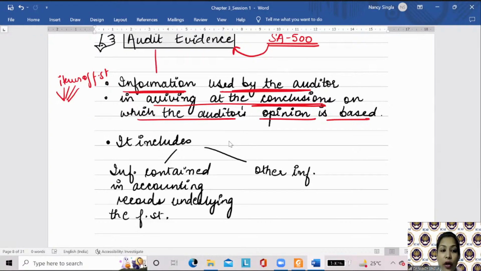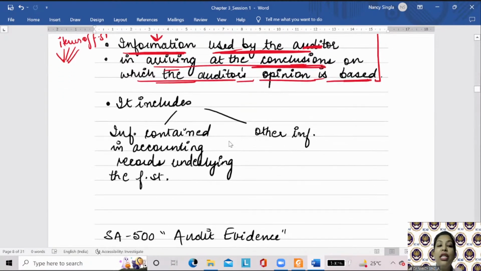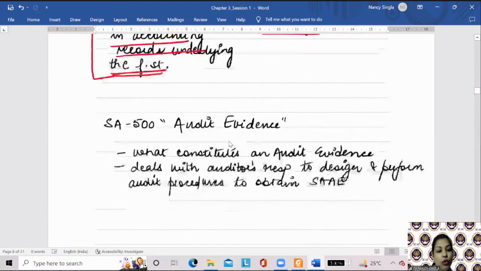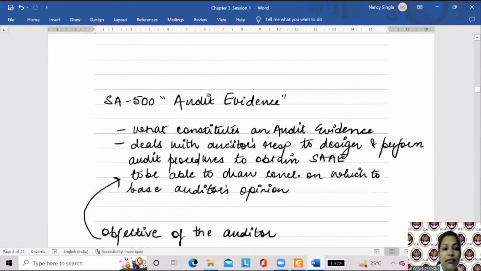Okay? So what is audit evidence? Audit evidence is the information used by the auditor in arriving at the conclusions on which the auditor's opinion is based. Quickly read it again. Information used by the auditor in arriving at the conclusions on which the auditor's opinion is based. Simple, right? Information that the auditor uses to arrive at various conclusions. Why? On which the auditor's opinion is based. Right? Now, such information includes two types of information: information contained in the accounting records underlying the financial statement, and other information. What these are, we will see in detail. Okay? So we will look at this information part later on.